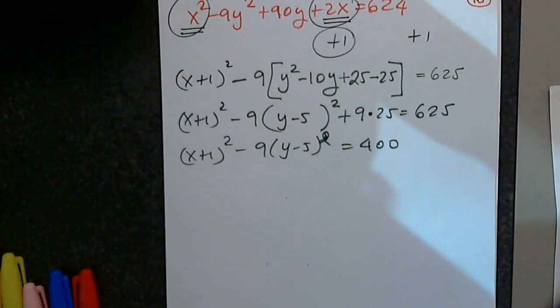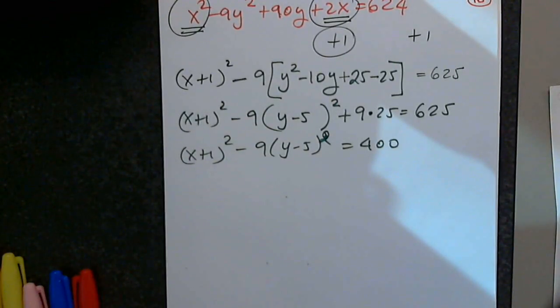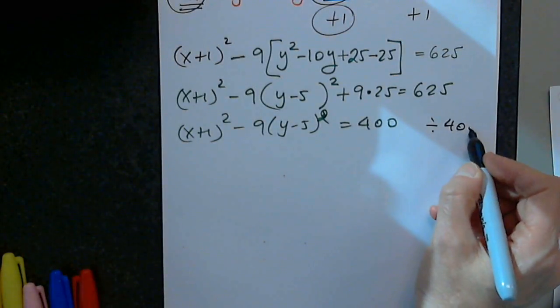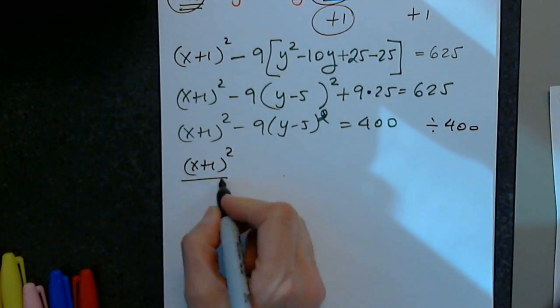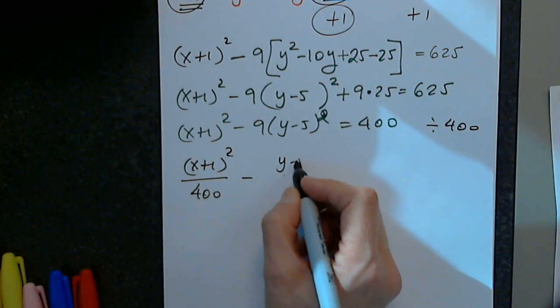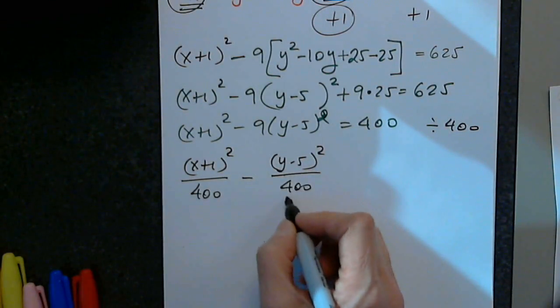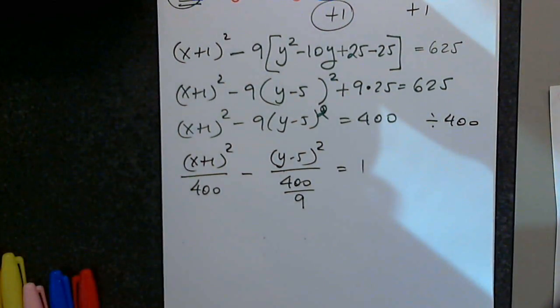It's very clear what it will come out to be because of the negative in front here. What will it be? It will definitely not be an ellipse, but a hyperbola. Good. How do I continue? Divide by 400. So I have (x + 1)² over 400 minus (y − 5)² over 400 divided by 9 equals 1.